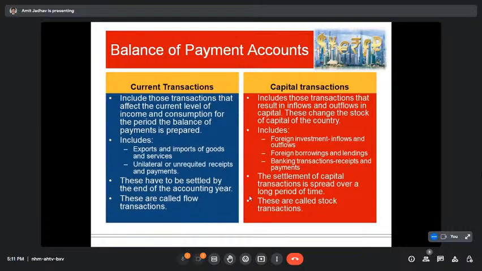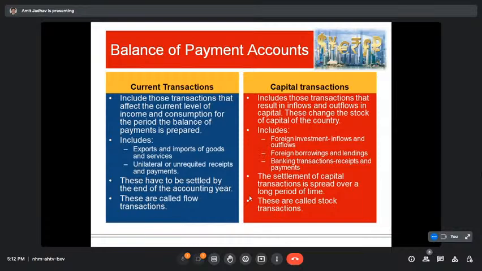In a current transaction, it includes those transactions that affect the current level of income and consumption for the period for which the balance of payment is prepared. It includes export and import of goods and services, and similarly unrequited receipts and payments are also part of the current transaction. These are settled by the end of the accounting year. These are called flow transactions.